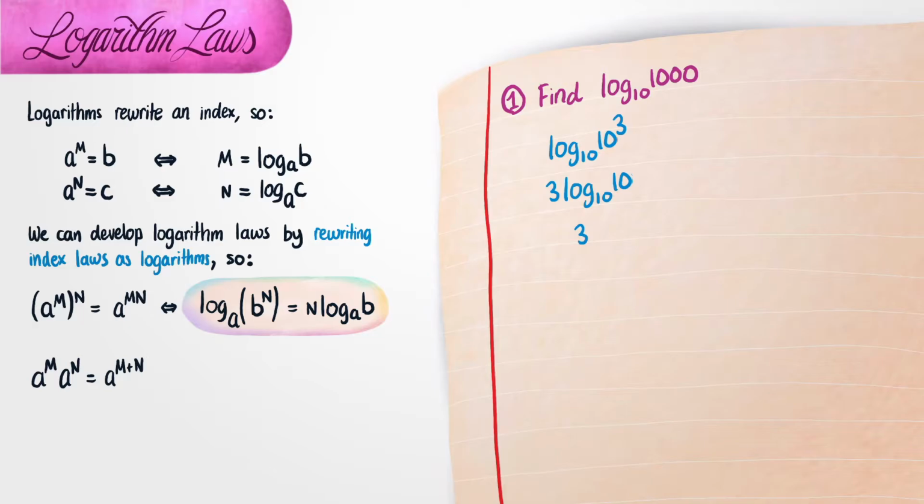So for the next index law, we start with a to the power of m times a to the power of n is the same thing as a to the power of m plus n. Now I'm going to do the same thing, so I'm going to pull this a below the left-hand side to rewrite it as a logarithm. But at this point, we know that a to the power of m is the same thing as b, and also a to the power of n is the same thing as c, so we might as well write this as the log of a of b times c.